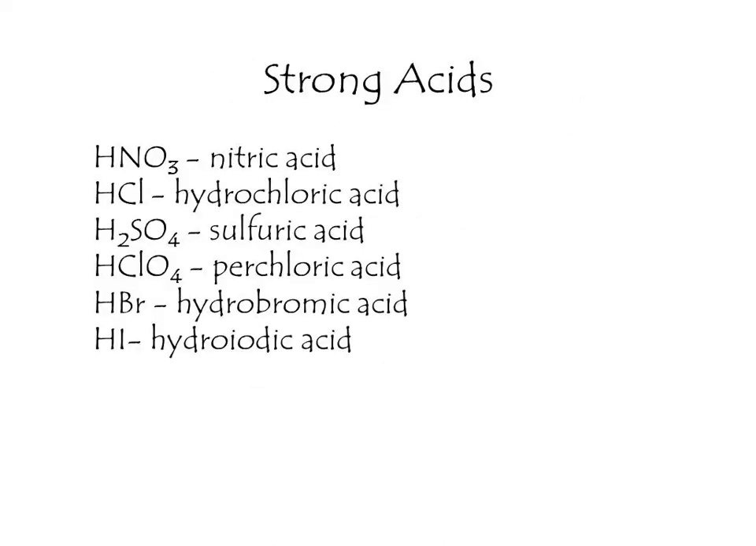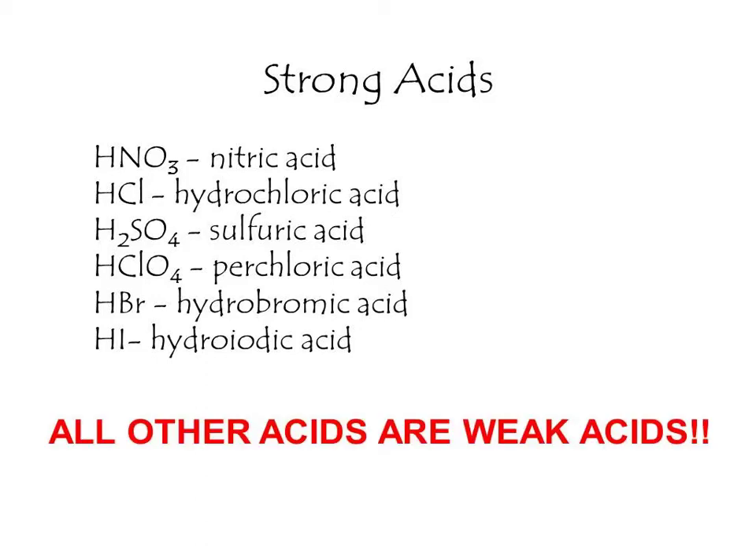Now, here are some examples of strong acids and strong bases. This slide shows you all the strong acids: nitric acid, hydrochloric acid, sulfuric acid, perchloric acid, hydrobromic acid, and hydroiodic acid. If they're not one of these six, they are all considered to be weak.